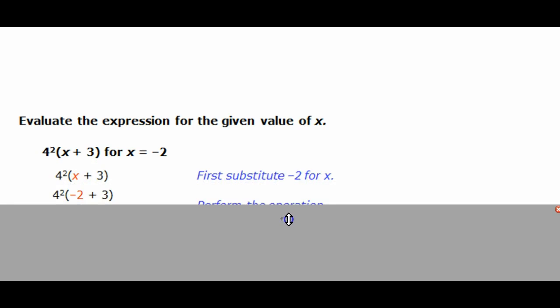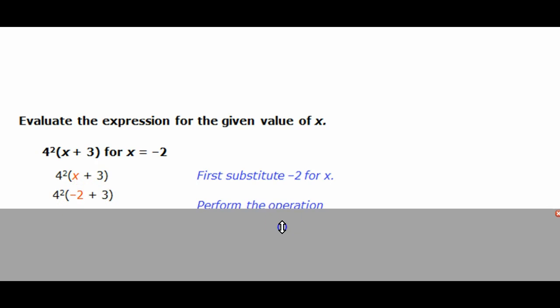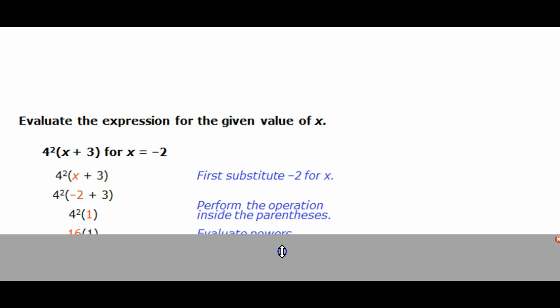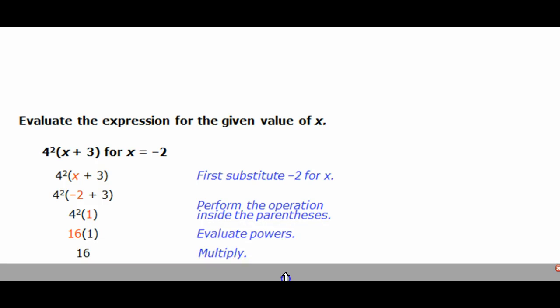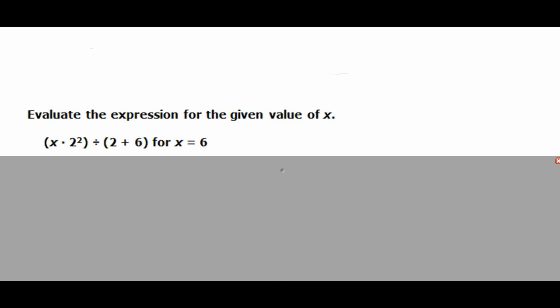Okay. Now we're going to do what's inside the parentheses first. That's just going to give us a 1. We're going to square the 4. And then we'll multiply the 16 times the 1. Okay. Let's try this one.